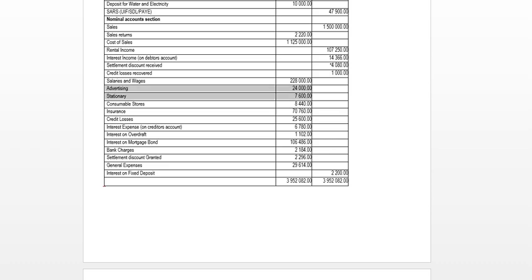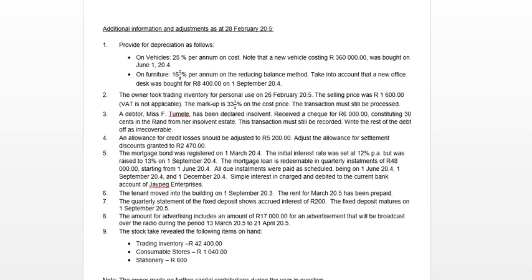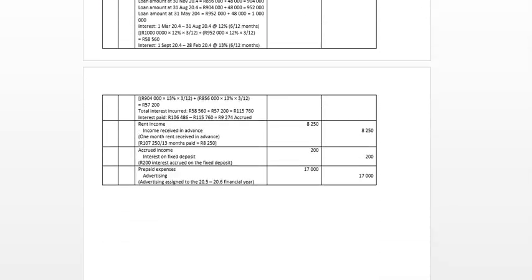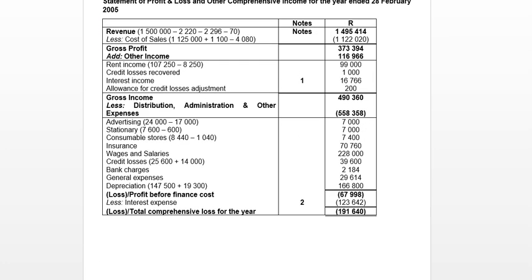So let's look at our advertising. Our advertising was 24,000 Rand. But we know that in our advertising, we prepaid for the next financial year. So for March and April, we prepaid 17,000 Rand. So our advertising of 24,000 Rand has to decrease by 17,000 Rand, because that 17,000 Rand does not relate to the current financial year. So our actual advertising expense was only 7,000 Rand.